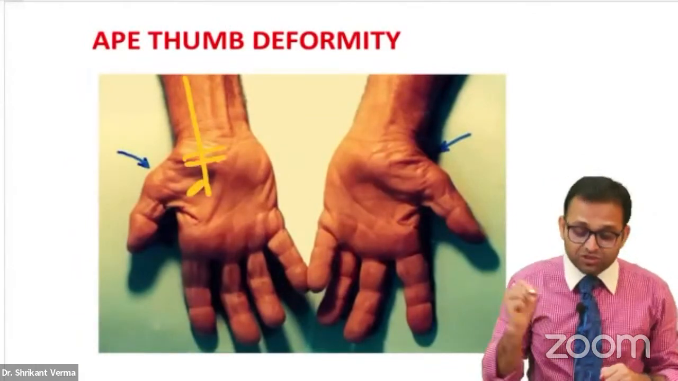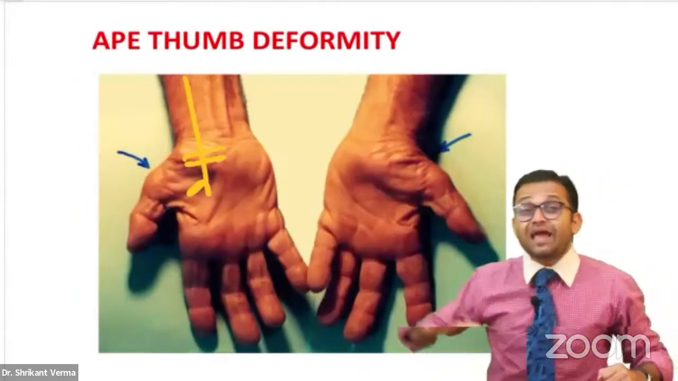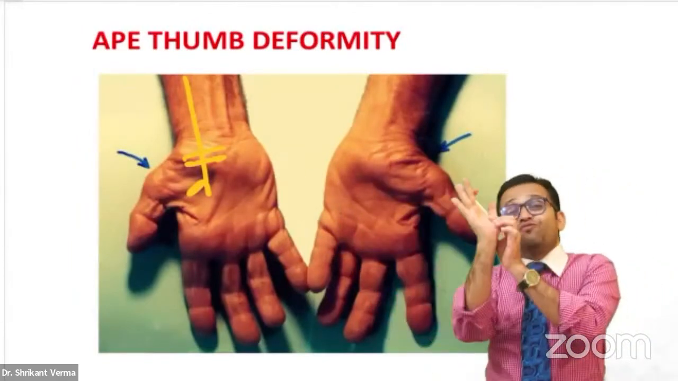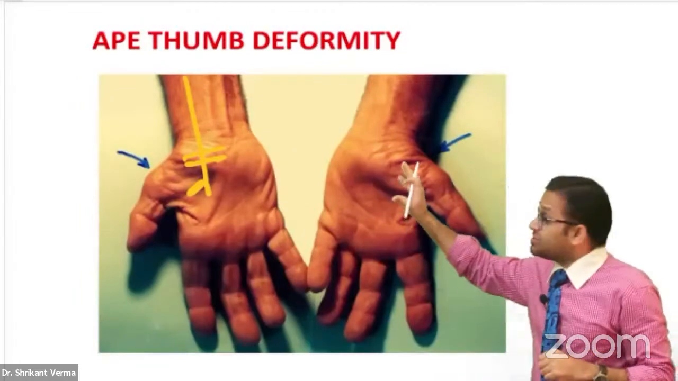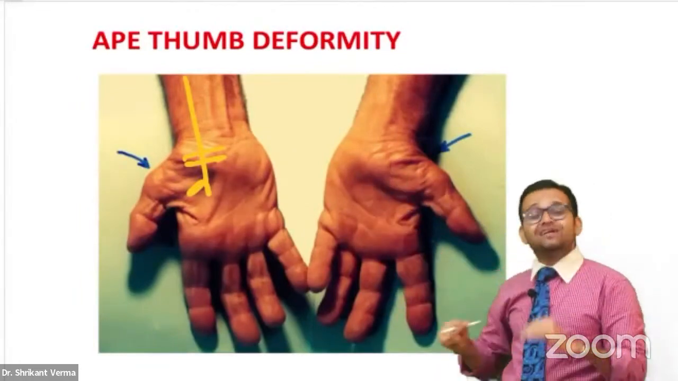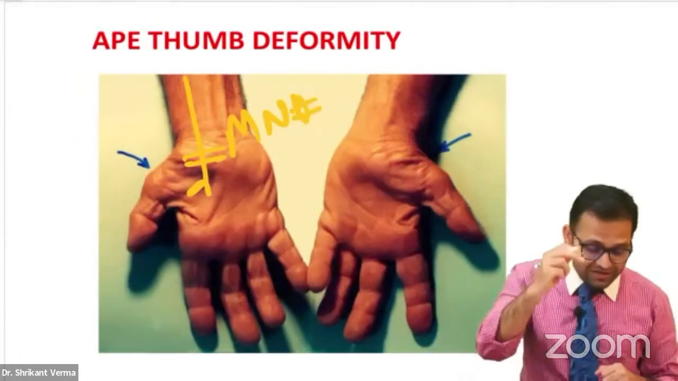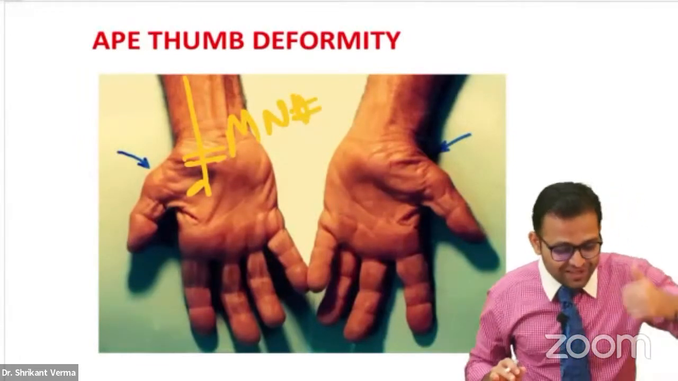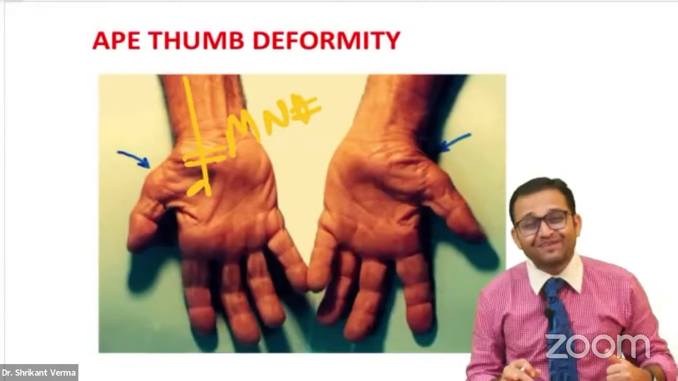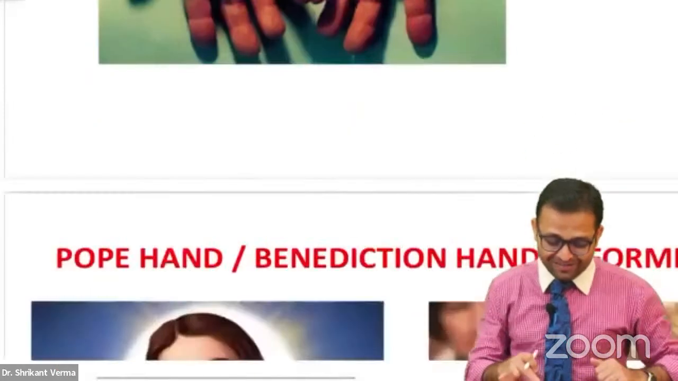So if there is a compression of this median nerve, there is atrophy of the thenar muscle, it becomes flat. So this is appearing just like the thumb of the ape monkeys. That's what is our ape thumb deformity. Remember, it is due to the median nerve damage. Getting the point? Yes, yes, so that we can remember for the better time.